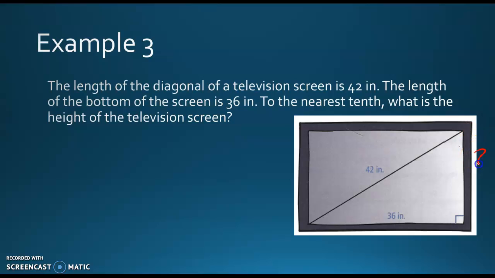So this is what we're looking for, this side over here. We don't know that one. We're going to call that our B. Across from my right angle is my C. And then my other side is going to be my A.